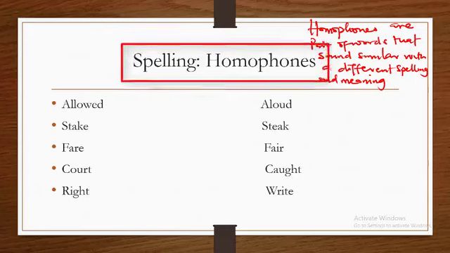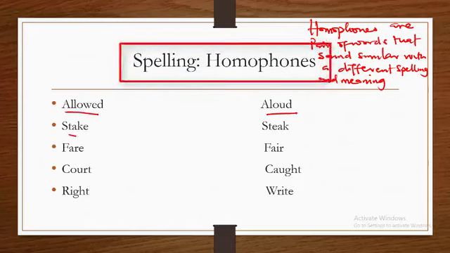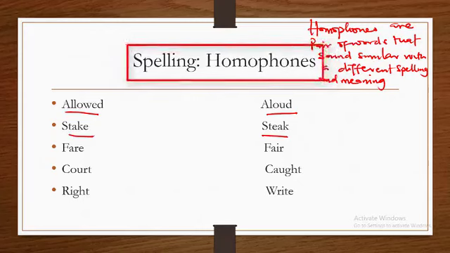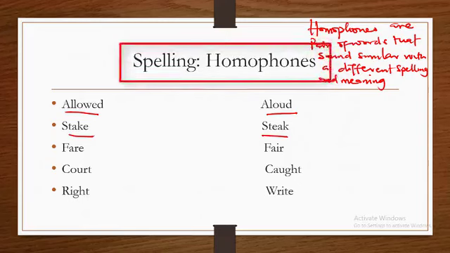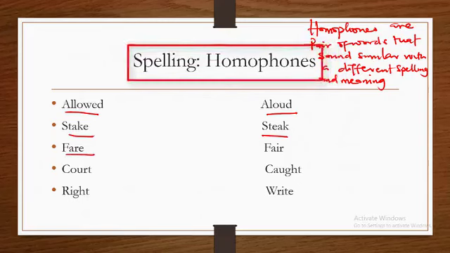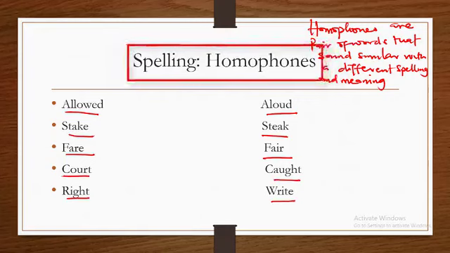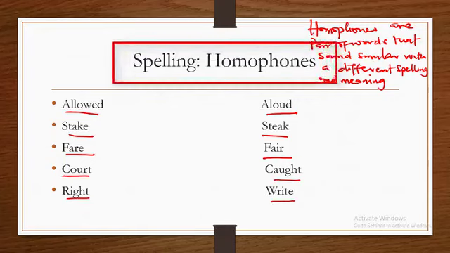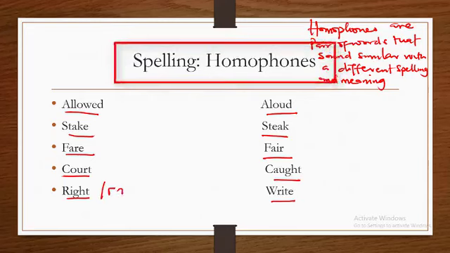For instance, allowed. So this is a homophone. Allowed. Steak. You can see now they are homophones. They are pronounced the same way, but their meanings and their spellings are different. Fair. Court. You can see. Right. So why we say they are pronounced the same way is that if you look up their transcription, they are the same. For instance, if you look up the transcription of right, this is what you find there in your dictionary.